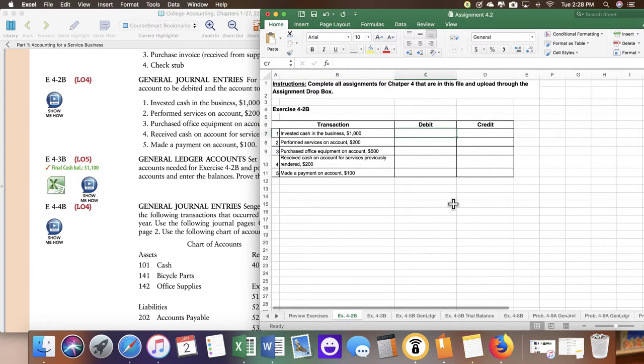So for example, on transaction 1, where we invested cash in the business of $1,000, we're going to increase our cash and increase our capital. So that's what we're going to do for that transaction.